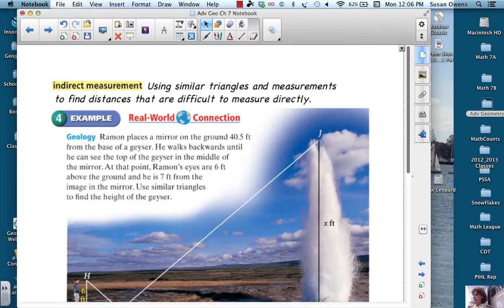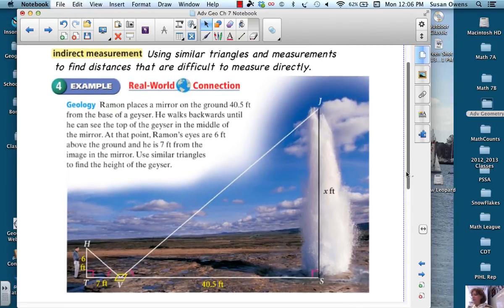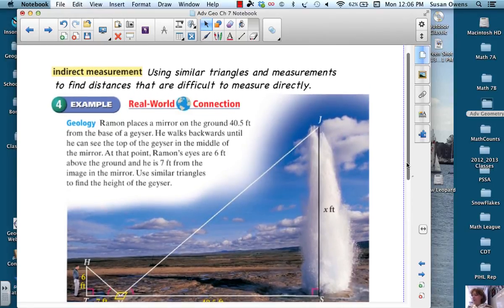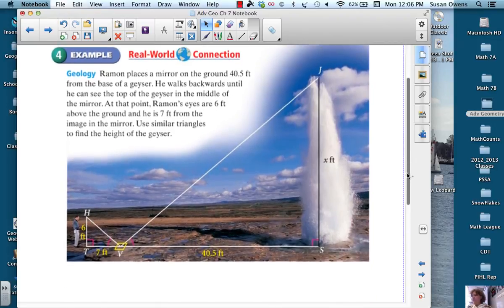And the last one, indirect measure. I know you guys did this a couple years ago. You did reflection, and you also used shadows, and we're going to do those also in this chapter. So it's kind of cool. We're going to redo those. But indirect measurement is using similar triangles and measurements to find distances that are difficult to measure directly. Now, once we learn trig, we won't be using mirrors and shadows anymore, but we do want to learn about similarities, so we'll use them here.